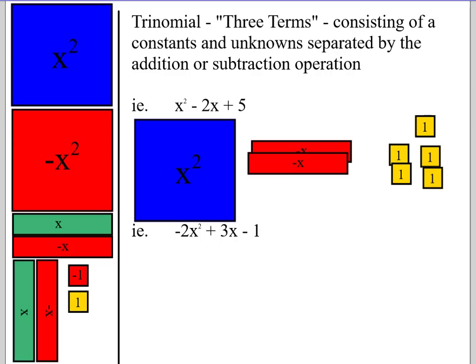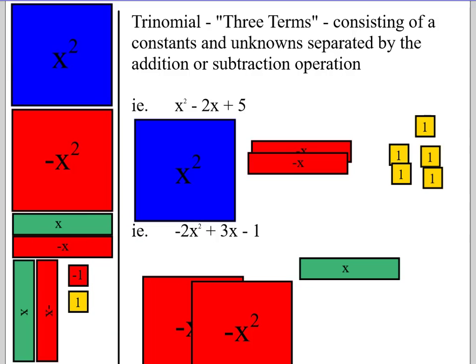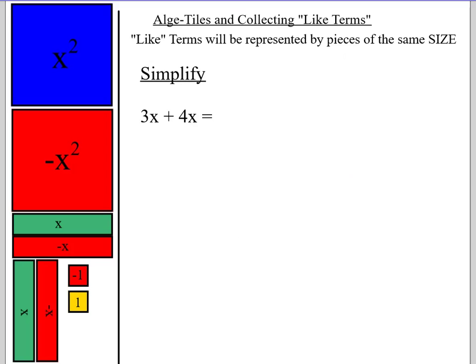Okay, now if we look at negative 2x squared plus 3x minus 1, the next question, again, there's your x squareds, there's your x's, and there's your negative 1. Okay, so those are trinomials. You can see there are 3 separate, distinct shapes. Okay, so collecting like terms, you can only collect terms that are the same shape.